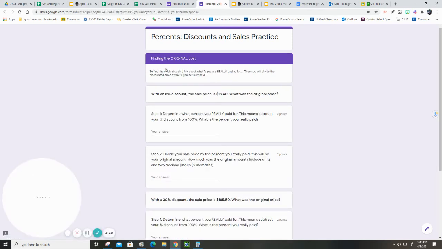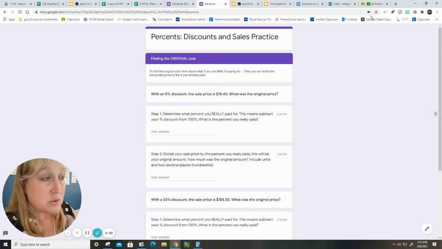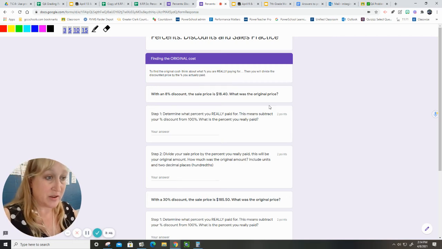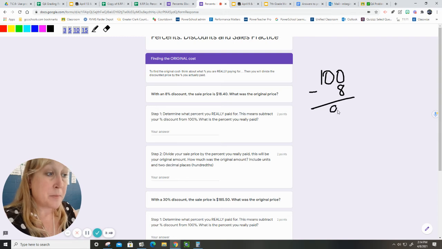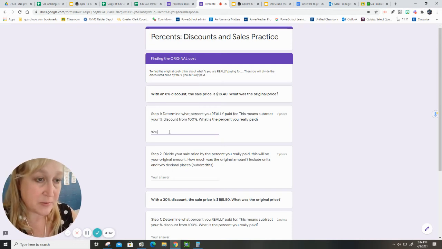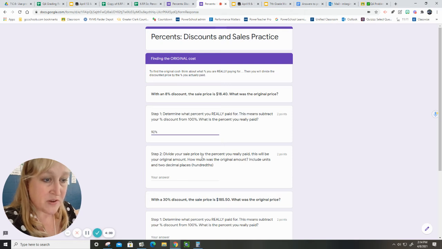Okay, now this one is finding the original cost, and it's a little different, so it makes me do all the little steps. First thing, determine what percent you really paid for. This means subtract your percent discount from 100. So in this case, I take that 100 and subtract the 8%, and I paid 92% towards this item. So I'm going to type that right here as it asks. Step 2, divide my sale price by the percent you really paid. This will be your original amount. How much was your original amount? Include units and 2 decimal places.